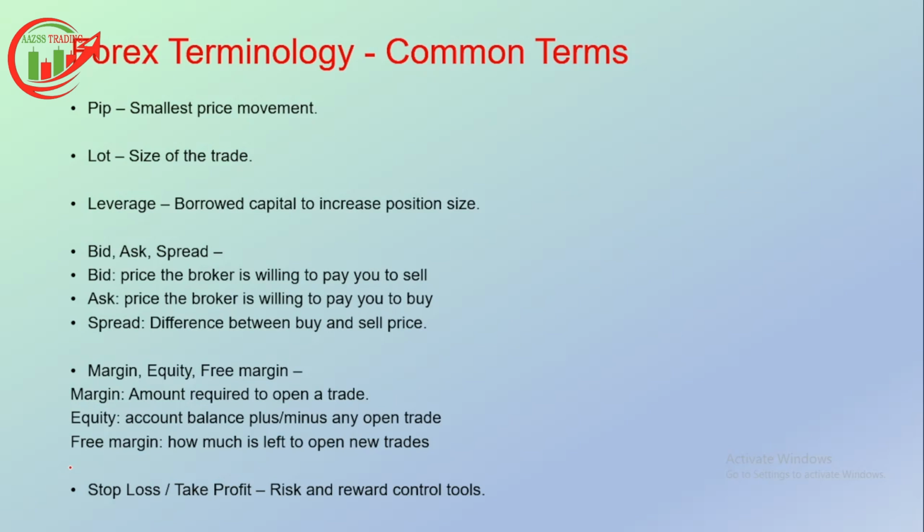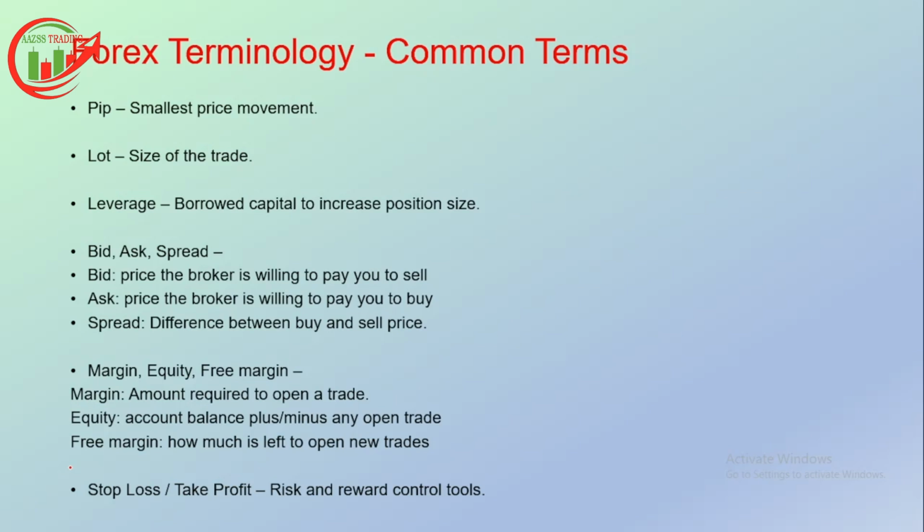You understand that? The next one is margin, equity, and free margin. Margin is the amount your broker sets aside when you open a trade. It is the amount required to open a trade. Equity is the account balance plus or minus any open trade. Free margin is how much is left to open new trades.